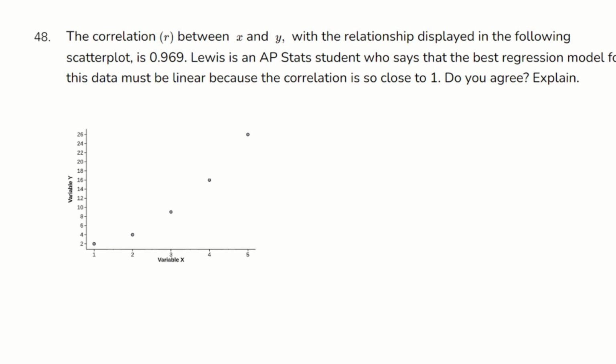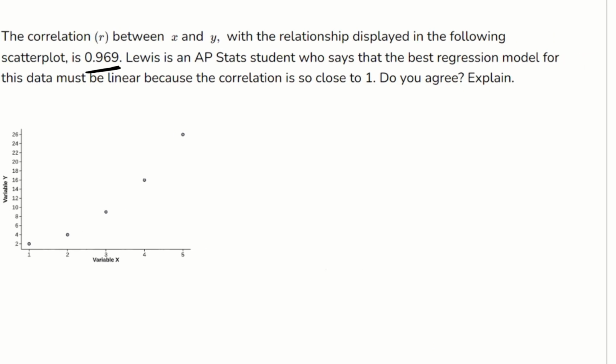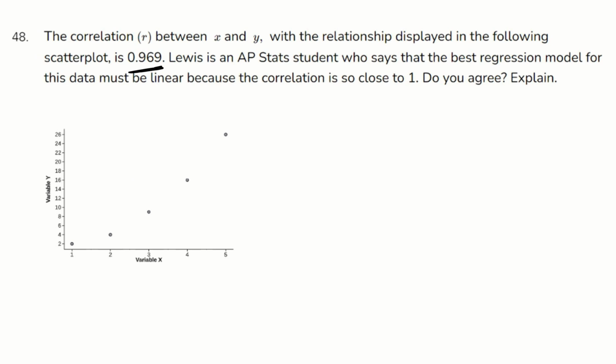Number 48, the correlation between X and Y with the relationship displayed in the scatter plot is 0.969, so that's R. Lewis is an AP Stat student who says that the best regression model for this data must be linear because the correlation is so close to 1. Do you agree? All right, well, I could come up with a regression model that looks like this, and that looks pretty good when I look at it. The points are pretty close to it. However, is that the best model? The answer is no, because just because you have a correlation of 1 or close to 1 doesn't mean that the data is linear. A better model here would be nonlinear, right?